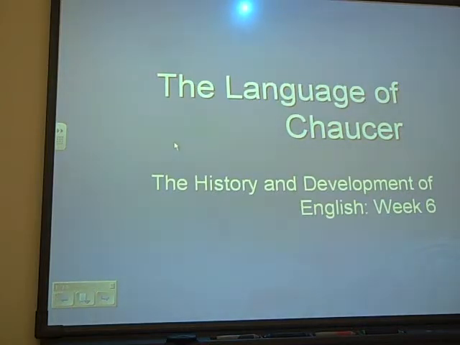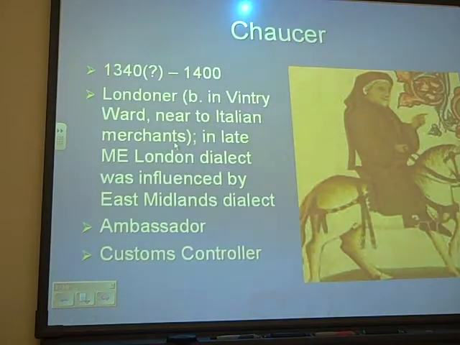Partly this is because of the influence of continental models or continental ideas of poetry, in particular from Italy. But we'll come to that. We'll look at some of Chaucer's translations as we go through. So, he was born probably around 1340, died 1400. He was a Londoner, so that tells us about his dialect. He'll be using the London dialect, and the London dialect in this period has a kind of East Midlands inflection to it.